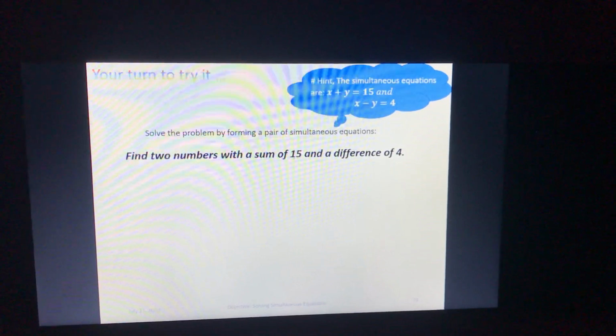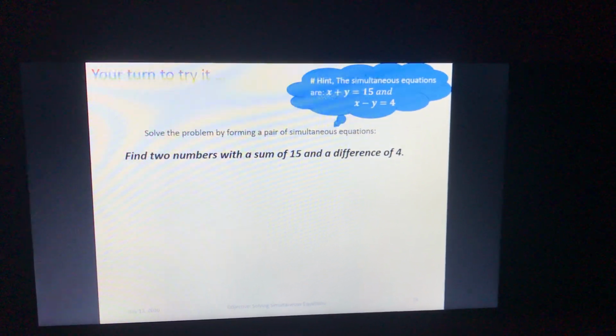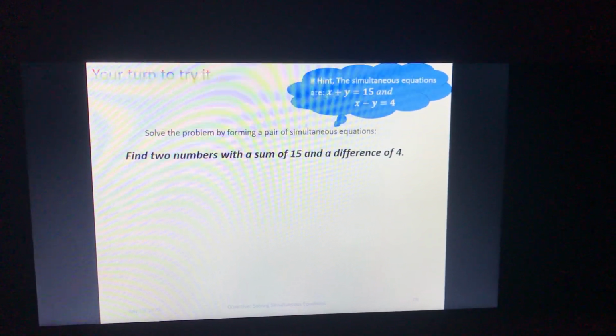Please try to solve it on your own. You can always go back through the video to follow the steps, and I'm sure that you're going to be very much able to solve it.